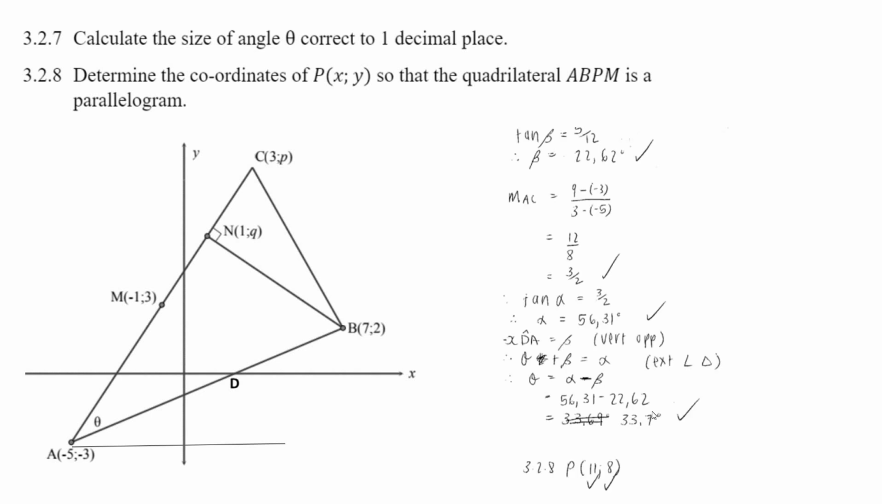Let's look at what Mrs. Olkers did. And she got 5 over 12. It's 22.62 degrees. That's that angle there. Well, the other one is up here.